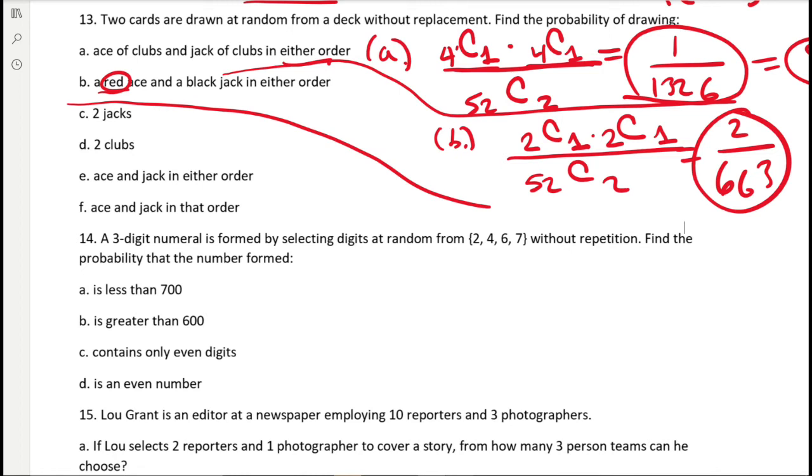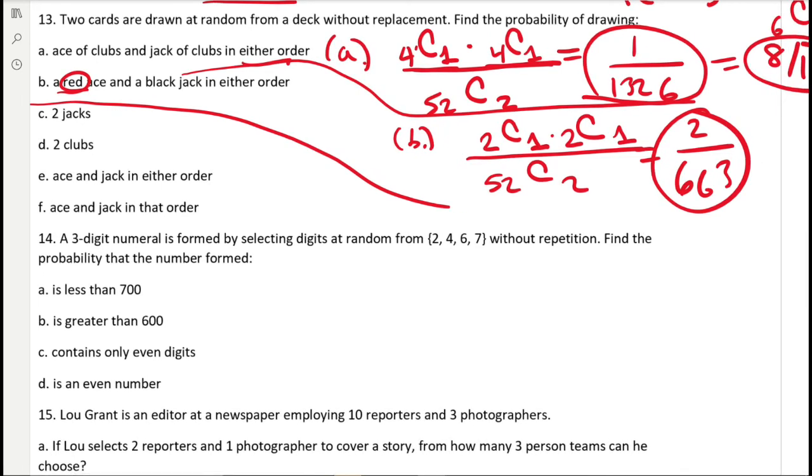Oh, oops, guys, I apologize. For part A, I didn't want to go too far before making this correction. This should be a 1, and this should be a 1. I apologize about that.